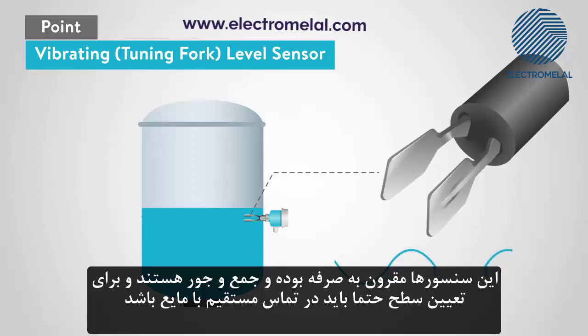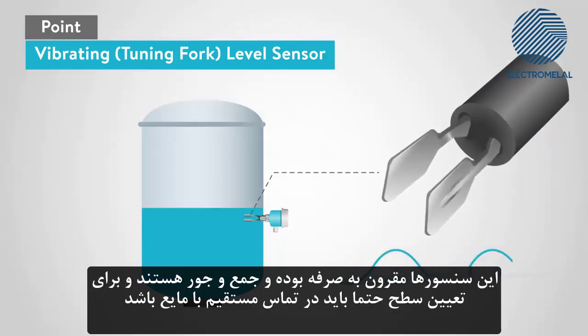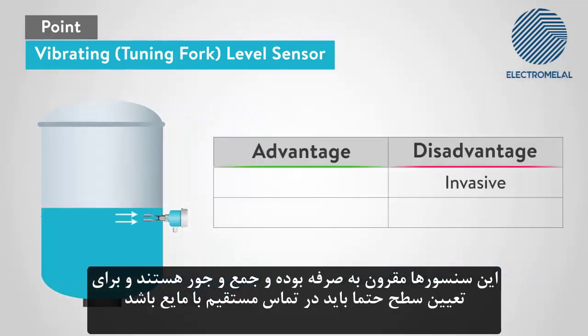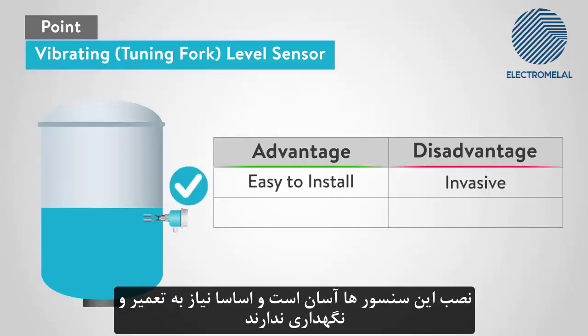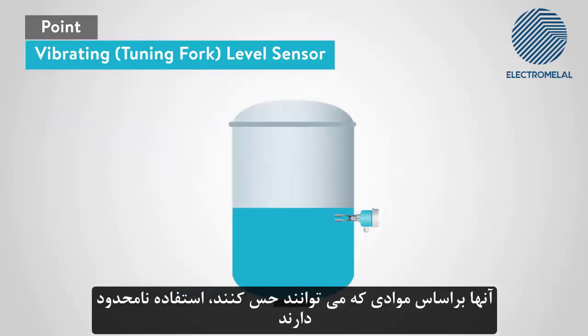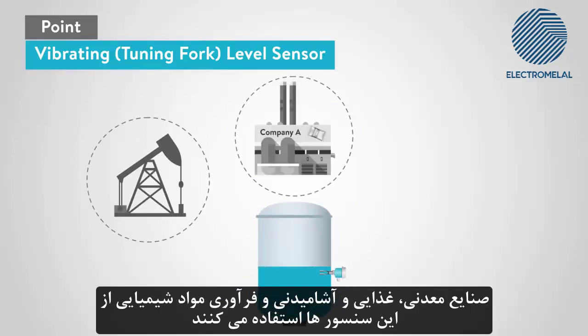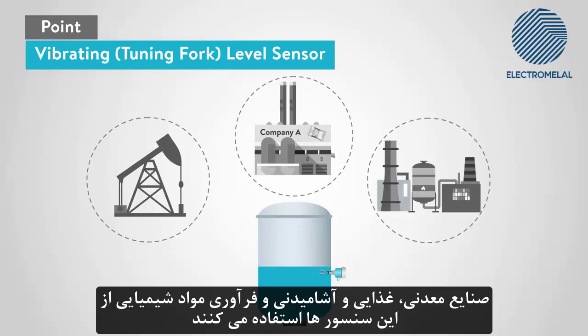These sensors are cost-effective and are also compact. They are invasive to the product, meaning they have to touch the material to sense the level. These sensors are easy to install and are essentially maintenance-free. They have unlimited uses based on the material that they can sense. Mining, food and beverage, and chemical processing industries use these sensors for their applications.